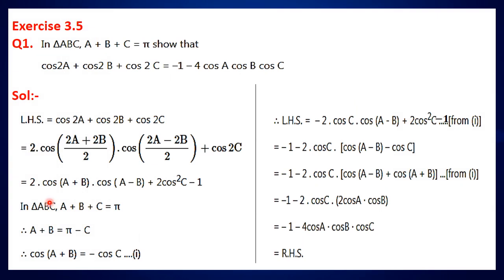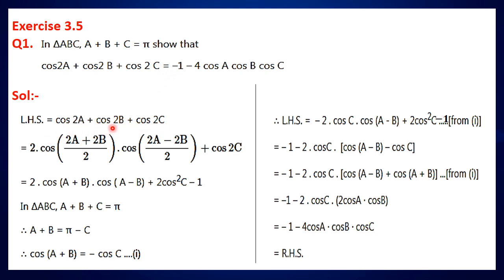Now we start solving the sums of exercise 3.5. Question number 1. In triangle ABC, A + B + C is equal to pi. Show that cos 2A + cos 2B + cos 2C is equal to -1 - 4 cos A cos B cos C. Consider the LHS: cos 2A + cos 2B + cos 2C.